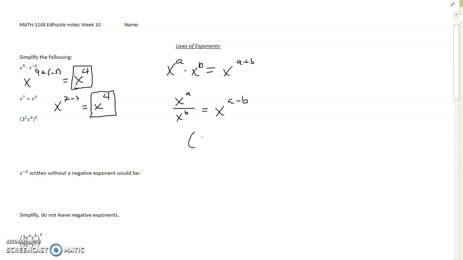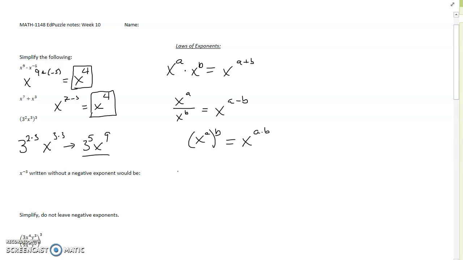Now, if I have something raised to a power, so if I have x to the a, and then I raise it to the power b, do you know what we would do with these? Well, when we have something raised to a power and we raise it to a power again, we multiply the exponents. So this is going to be 3 to the 2nd power times 3, and then x to the 3rd power times 3. So this would be 3 to the 5th, x to the 9th.